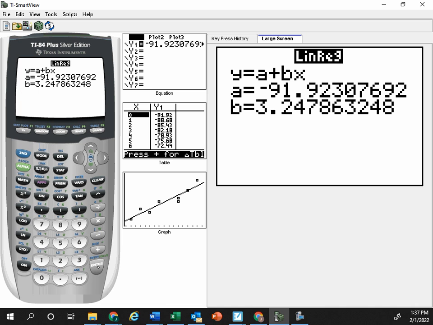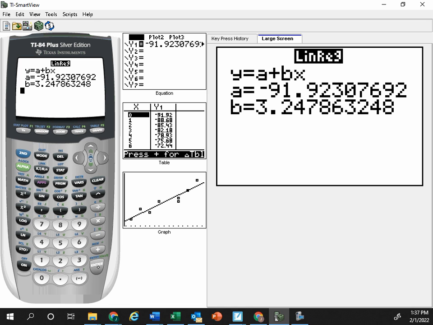Did some of you get an r and an r squared value under this? Did anybody get that? Yes? Okay. If you didn't, if yours looks like mine, that means we're missing something. You have to turn the diagnostics on your calculator to get the r and the r squared value. So we're going to go ahead and do that.